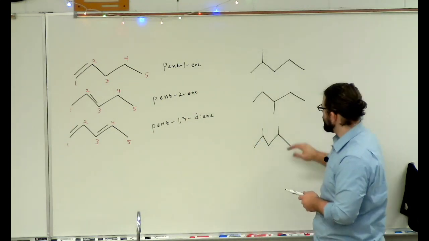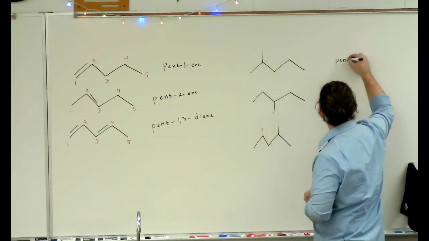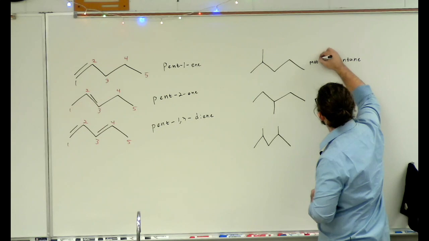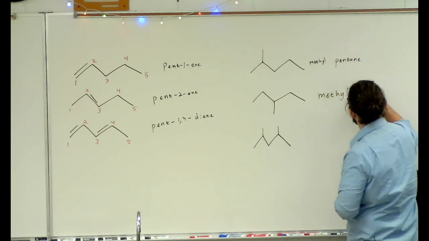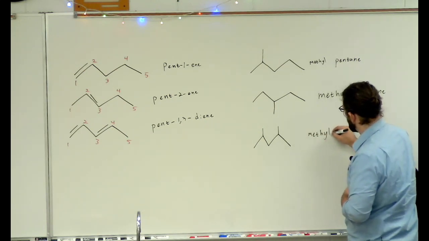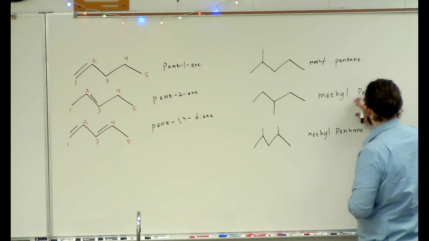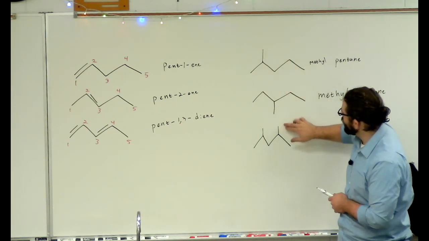Now, what about these side chains? How would this change? Here, I've got 1, 2, 3, 4, 5. Again, I've got pentane with 1 methyl group, so methyl pentane. And here I've got the same thing, slightly different, methyl pentane. Here, we'll write it again, methyl pentane. Methyl pentane 3 times. These aren't all the same molecule. That extra methyl group is in different places each time.